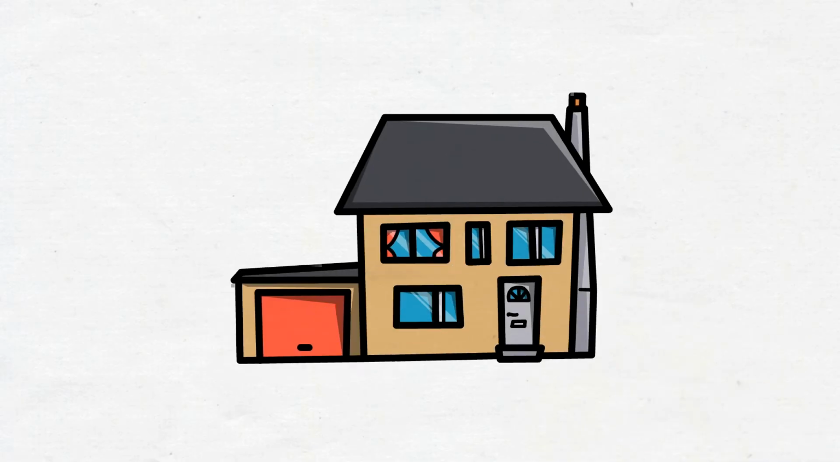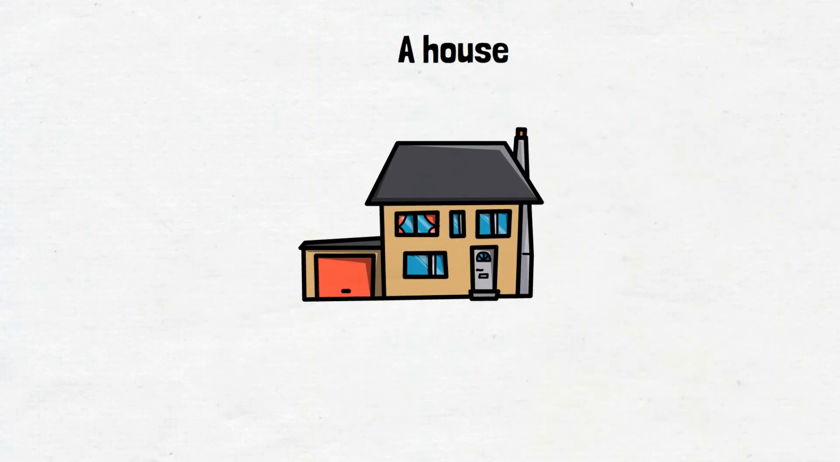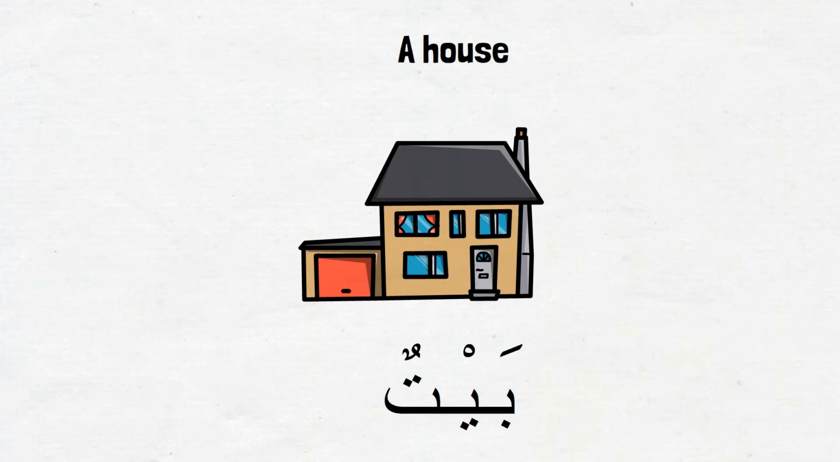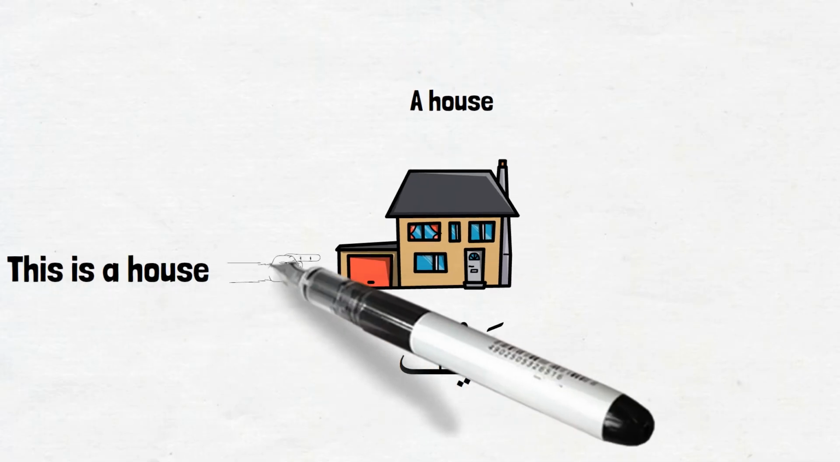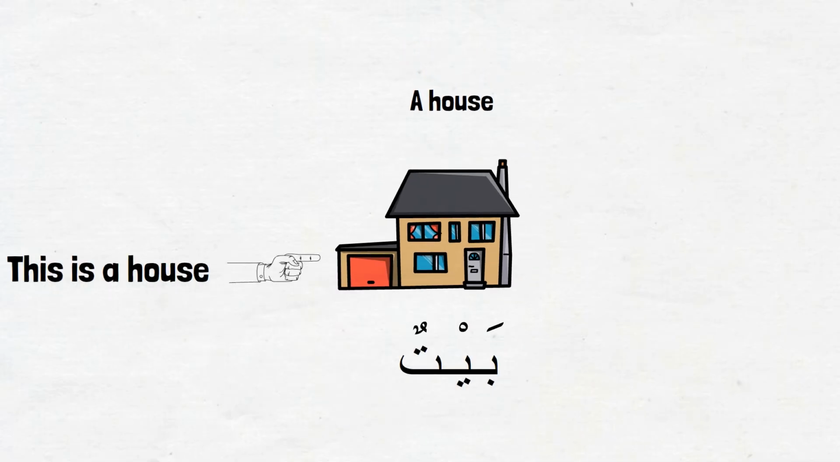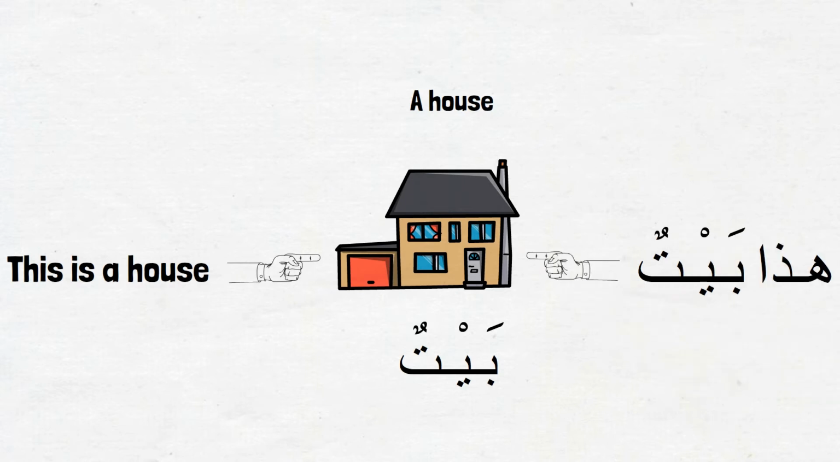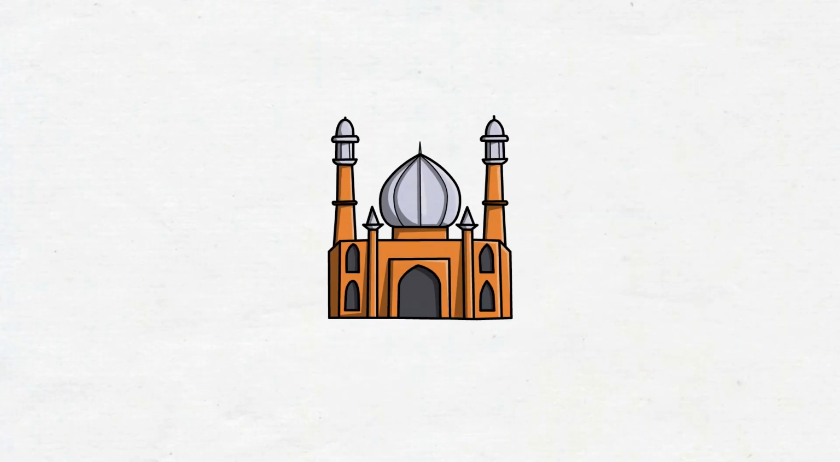What is this? A house. In Arabic, we call it baytun. A house. Baytun. Now, how are we going to say this is a house? We say هذا بيت. Simple enough, right? هذا بيت. Another word, a masjid.